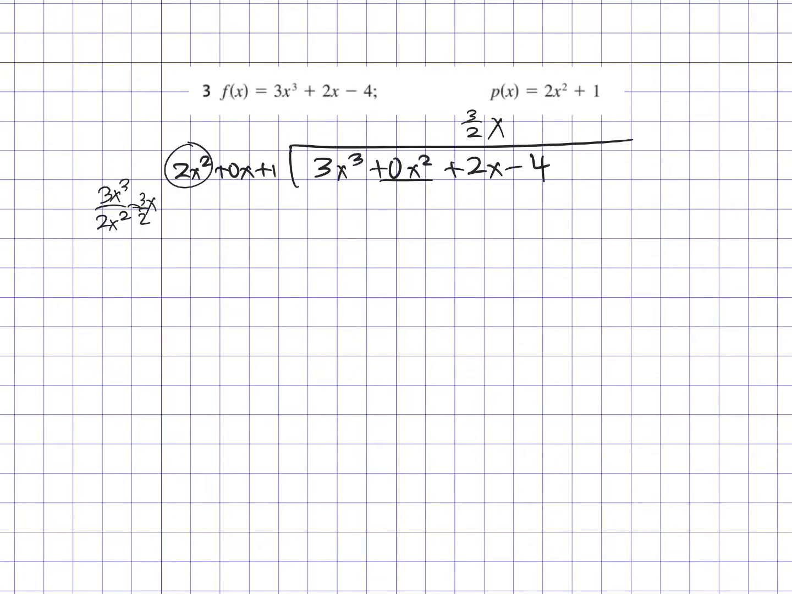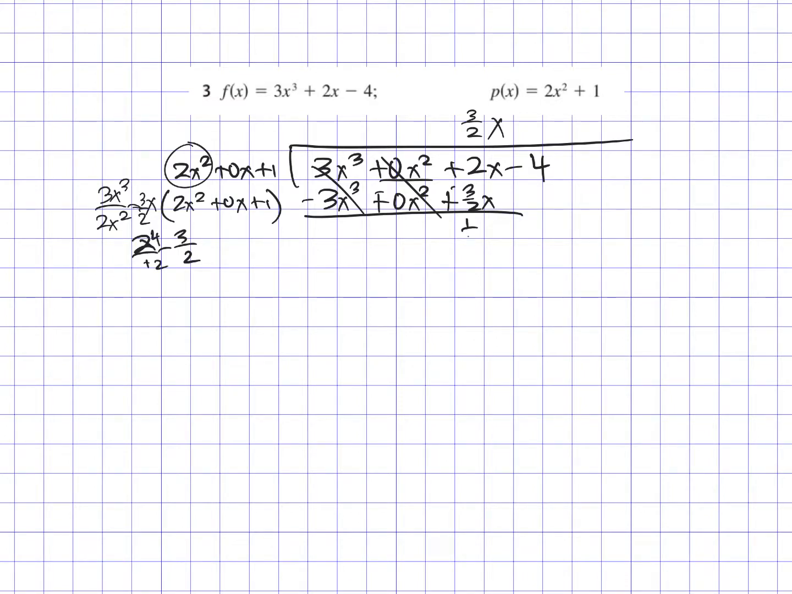All right. And what do we get when we multiply this out? 3 halves x times 2x squared. The 2's cancel, and I get 3x cubed. 3 halves x times 0x is still 0x squared. And 3 halves x times 1 is 3 halves x. Subtract, change all your signs. That's gone, that's gone. Now what is 2 minus 3 halves? Got to get a common denominator. 4 minus 3 is 1 half. So this is 1 half x. And you drop down the minus 4.